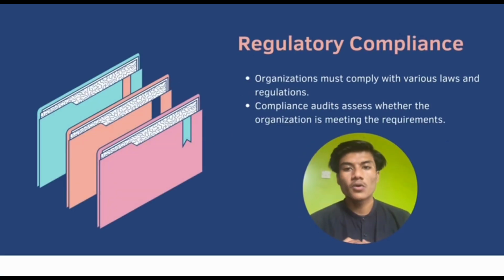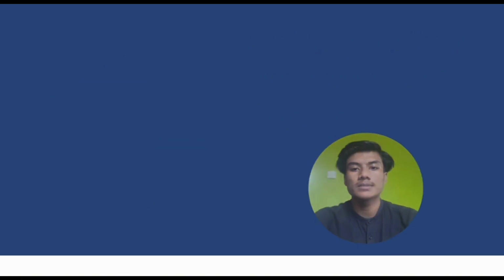First, regulatory compliance. Organizations must comply with various laws and regulations depending on their industry and location. This could include financial regulation, data protection law, and industry-specific standards. Compliance audit assesses whether the organization is meeting the requirements set forth by relevant regulatory bodies.